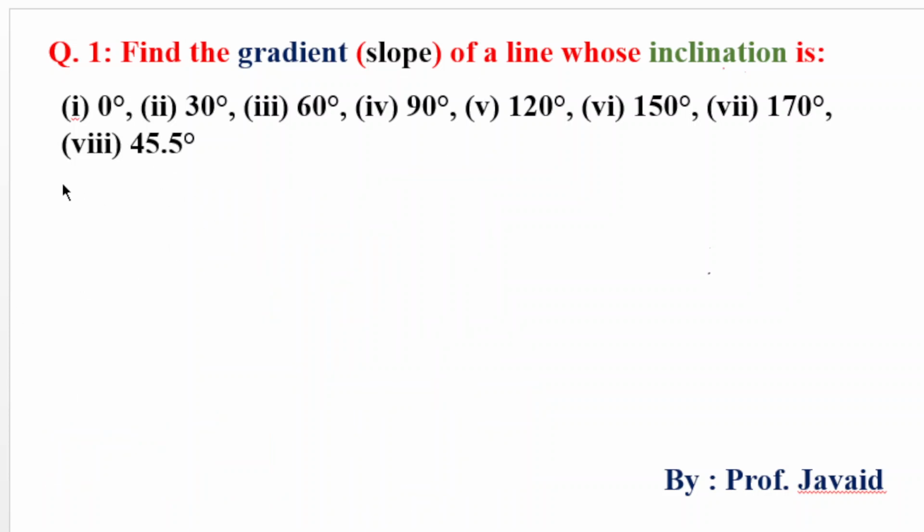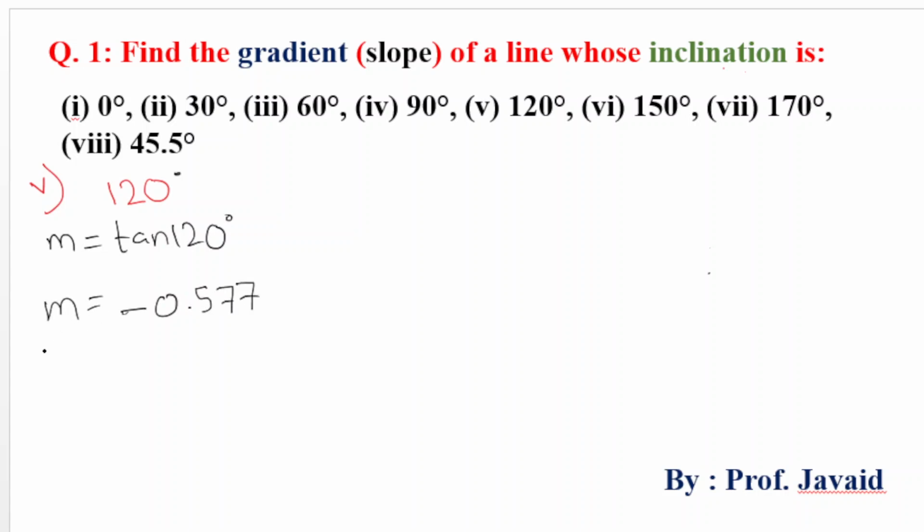I will move on to the next page. So now the fifth part is there. The fifth part is 120. Let me write here, and then I will write the formula. Slope is equal to tan 120 degree. So I will use calculator, and you know 120 is in the second quadrant, where tan will be negative. So that will be minus 0.577. Like this.